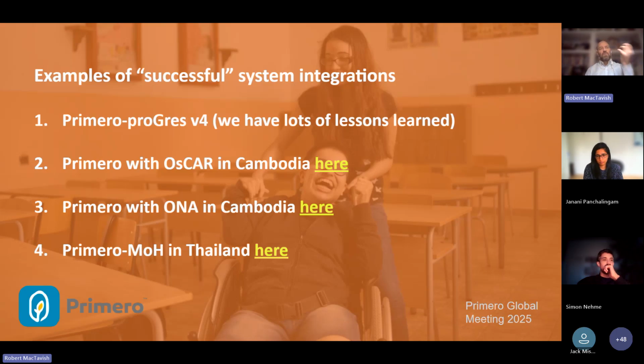The government runs and relies on Primero. It's a hugely successful implementation. And where we need to sync and exchange data with Oscar, that's been set up through an integration. And these links are available. The same thing with the ONA, which is a visualization tool, and the Ministry of Health in Thailand. These are all different examples.